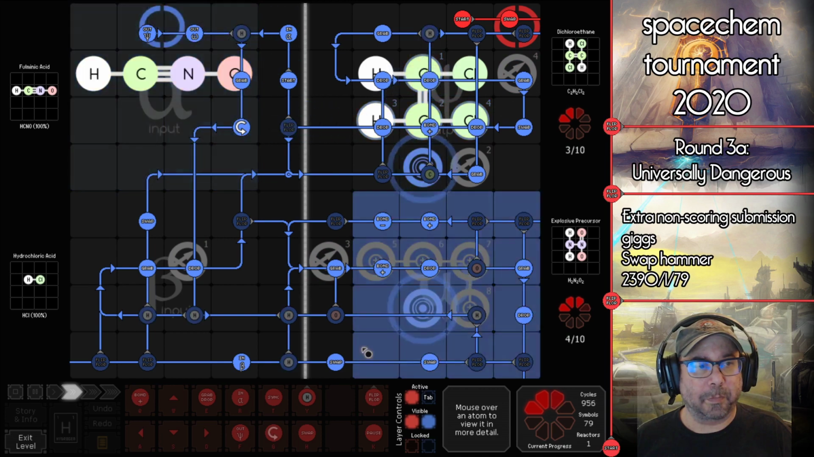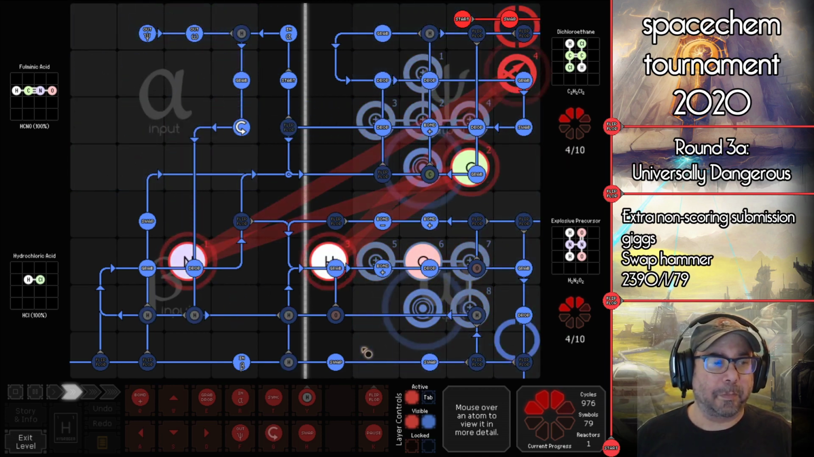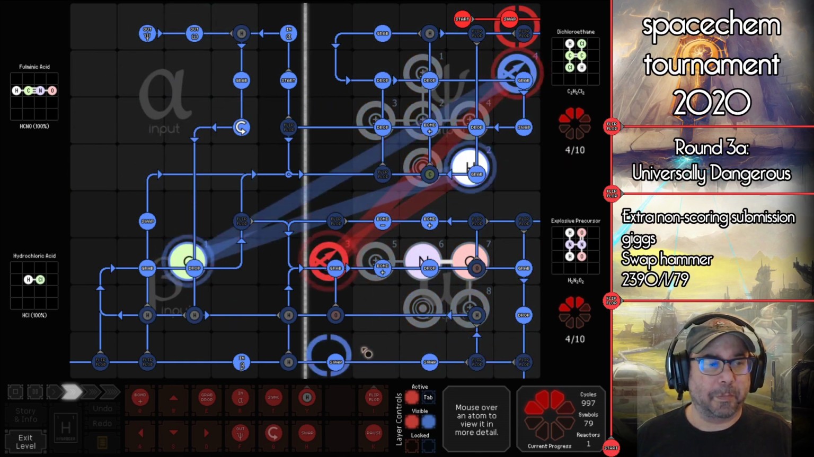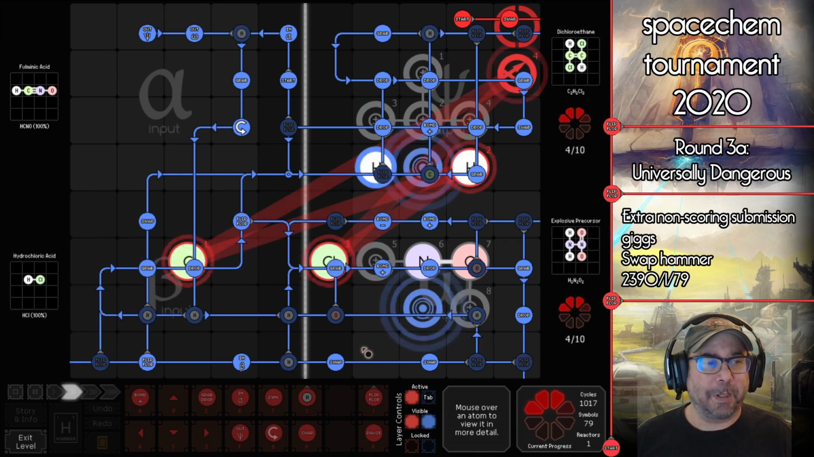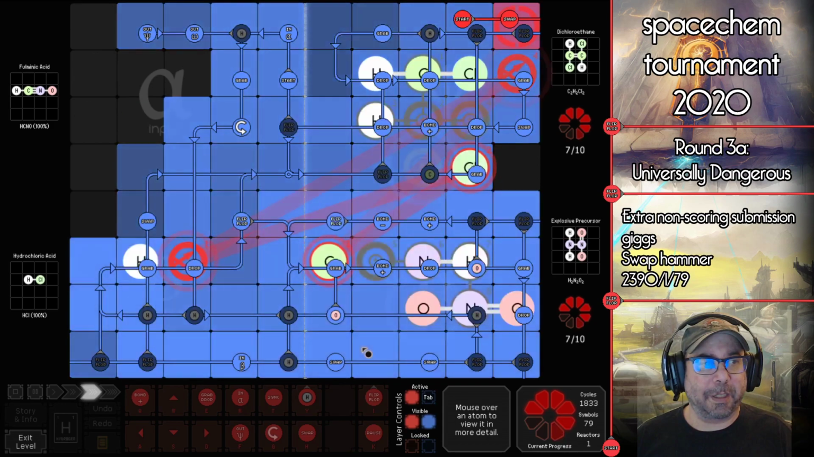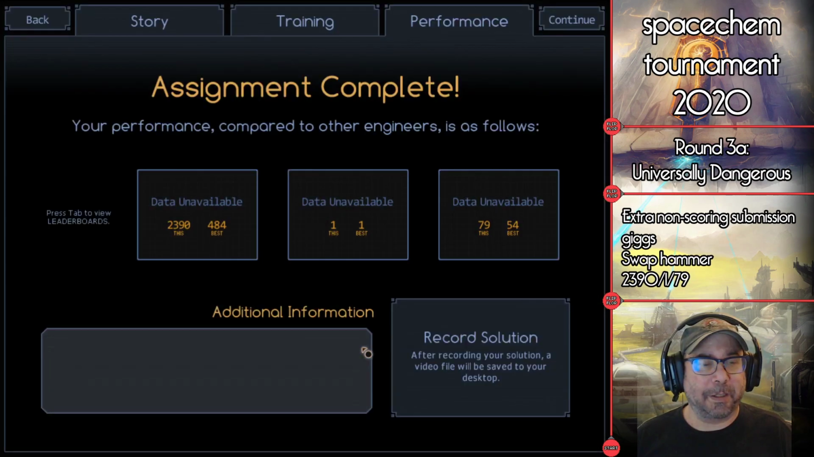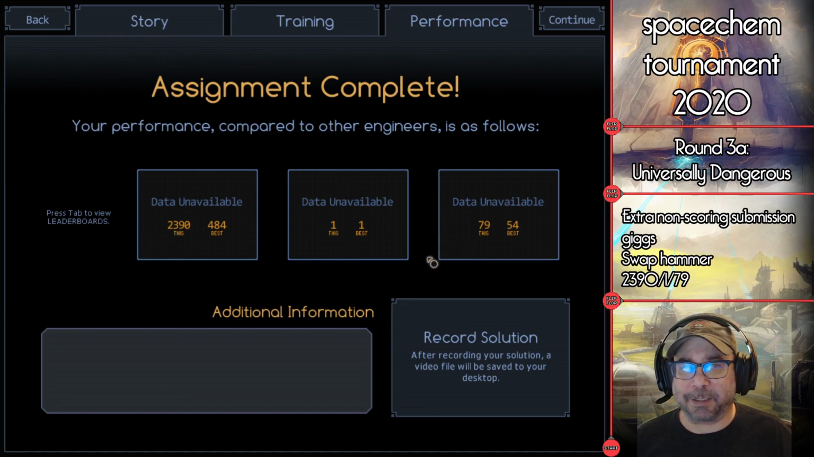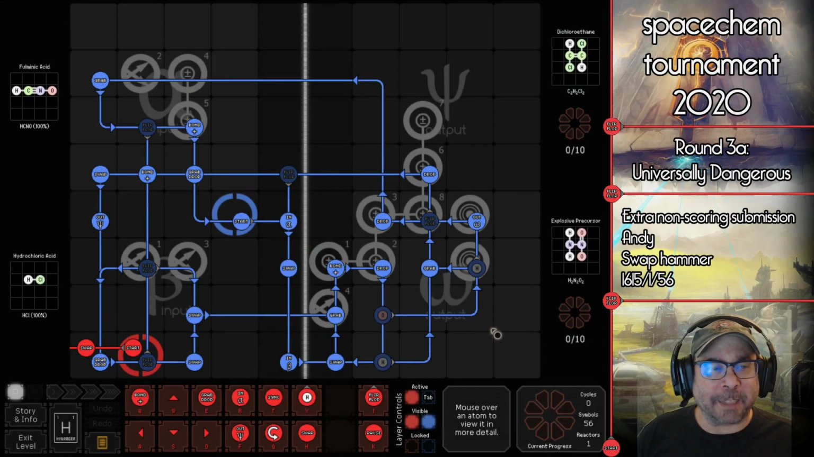So many hydrogen sensors, my god. Like a little set of Christmas lights. Indeed. Okay, all right, that's very nice. How much does this come in at? This comes in at 2390 cycles, 79 symbols. Nice job, Gigs. Our last swap hammer solution is by Andy, and here it is.